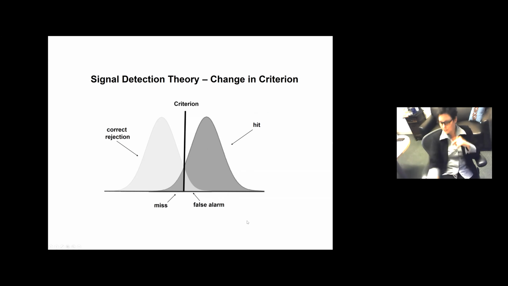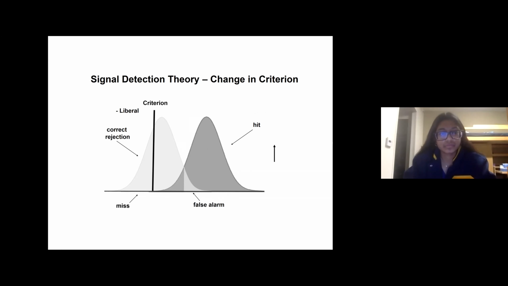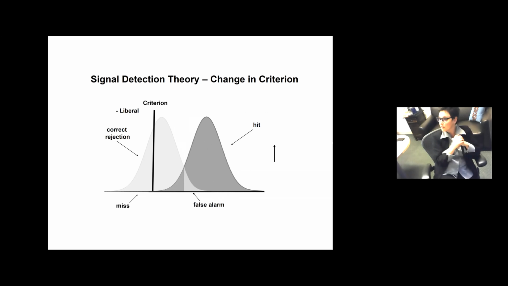Now, if your criterion becomes more liberal, and you shift to the left, you're saying yes more often. What happens? Both your hits and false alarms are going to go up, because there's more of both of these distributions to the right of your criterion where you're going to say yes. So far, so good?